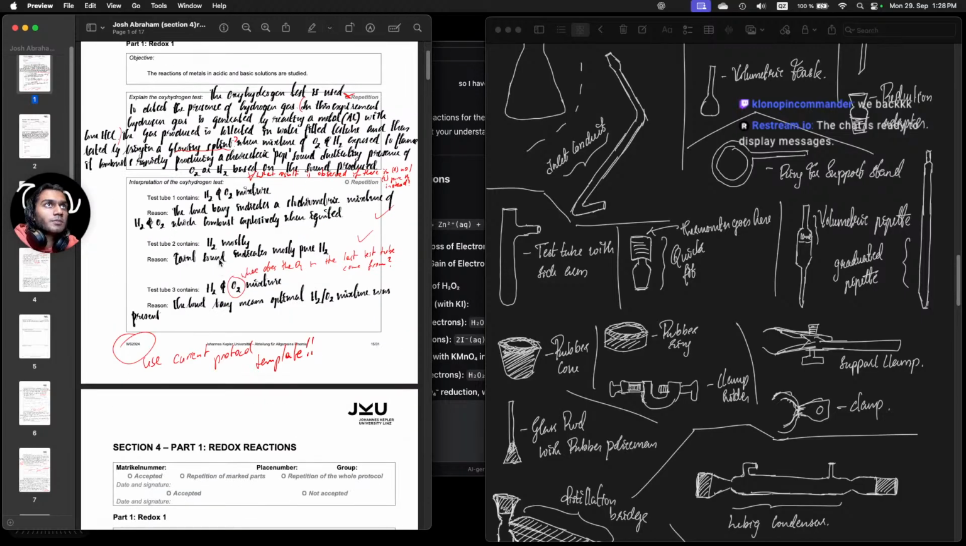Redox reaction. Explain the oxyhydrogen test. The oxyhydrogen test is basically to know if oxygen is produced. It is used to detect the presence of hydrogen gas. In this experiment, hydrogen gas is generated by reacting metal with acid. The gas produced is collected in a water-filled test tube and tested by bringing a glowing splint.